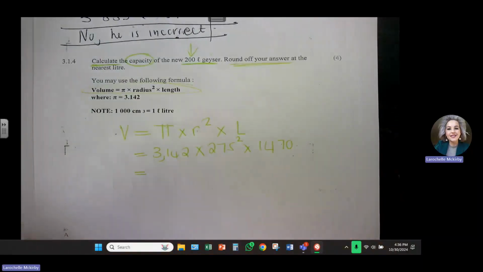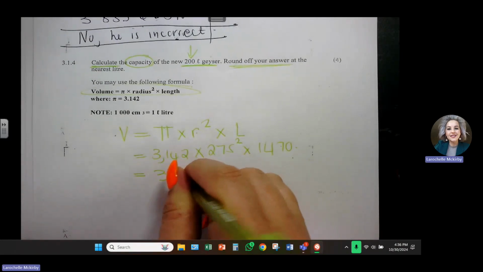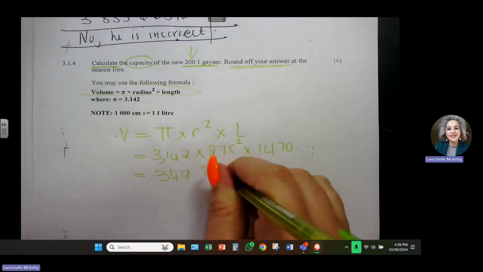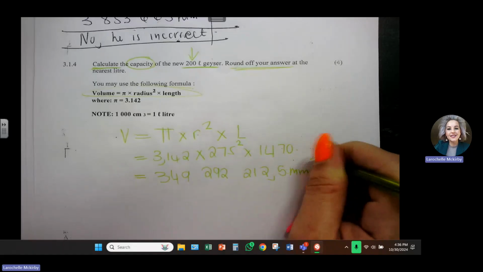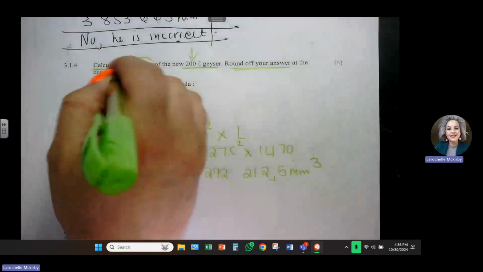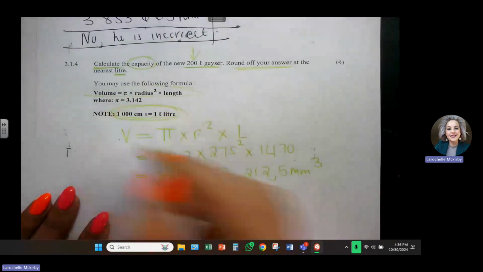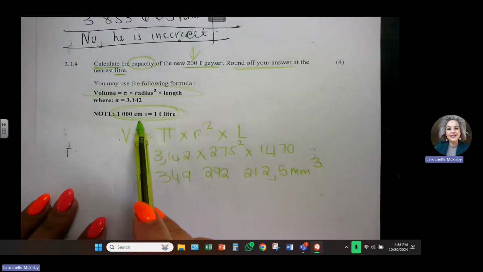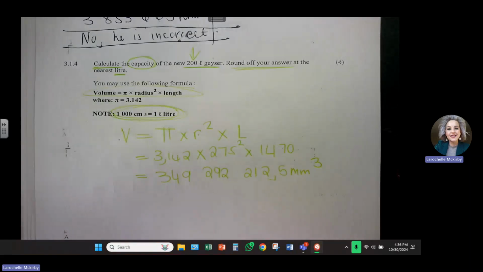Okay? Putting that into my calculator, and my answer comes to 349,292,212.5. Everything was in millimeters. My answer comes to cubed millimeters. But that isn't how I want my answer. I want my answer in liters. So what do I do now? Oh, that's easy. There is a small little tip for me. I can convert to liters if I have it in cubed centimeters. But this isn't in cubed centimeters. This is in cubed millimeters.